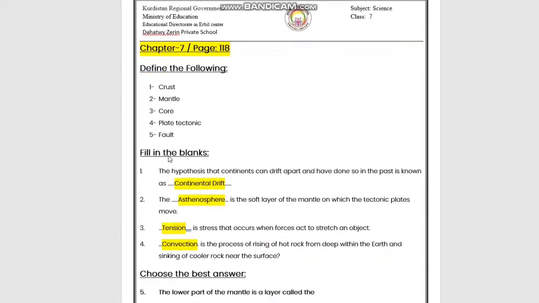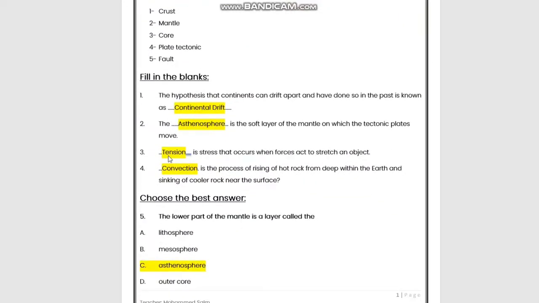Second question is filling the blanks. We have some blanks and you have to write the words in them. We are not giving the words for you. So first question: the hypothesis that continents can drift apart and have done so in the past is known as what? We have a theory called continental drift theory. So the hypothesis is continental drift.